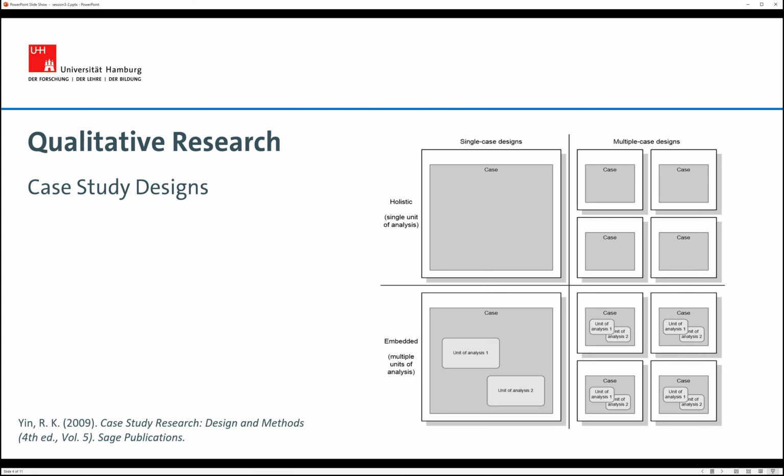These types of holistic designs, single case holistic design or multiple case holistic design, can be differentiated from so-called embedded designs, where the difference is that a case can have multiple units of analysis. So, for example, in a single case embedded design, we could have one organization in which we follow two different projects at the same time. Say a process redesign project and a new product development project within the same organization. And of course, we could have an embedded multiple case design where we look at, let's say, multiple innovation projects across four different types of retail organizations.